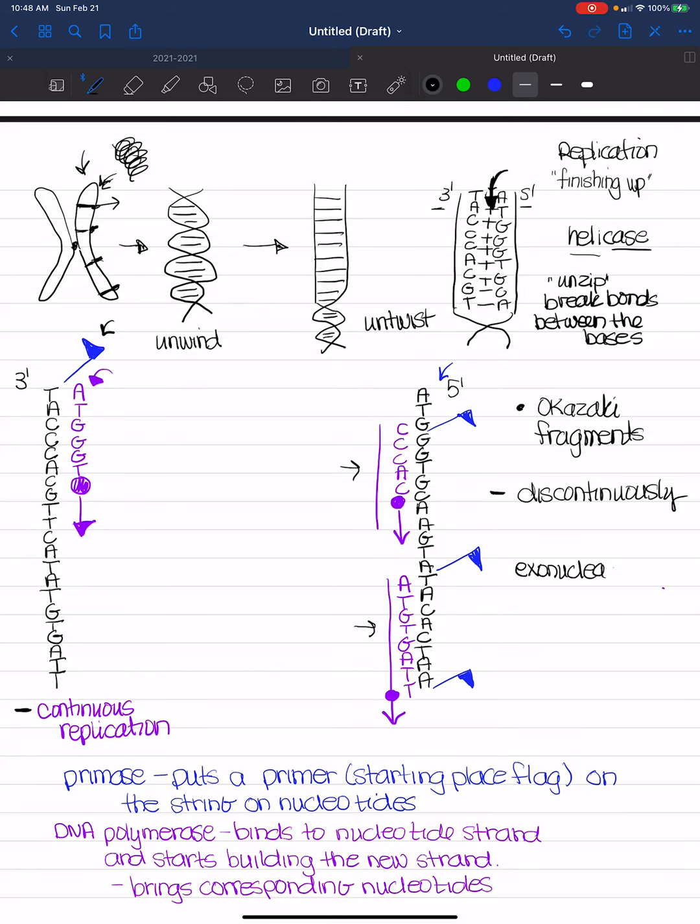Nuclease. And what it's going to do is it's going to cut off or strip away the primers. So it'll come in and it's going to take those primers off because we don't want those primers in our DNA. We just want DNA.